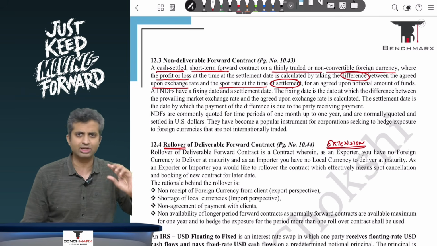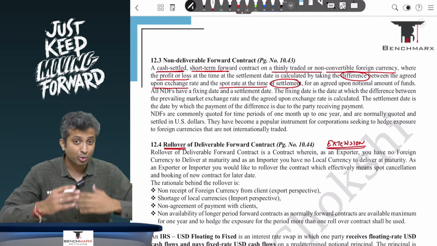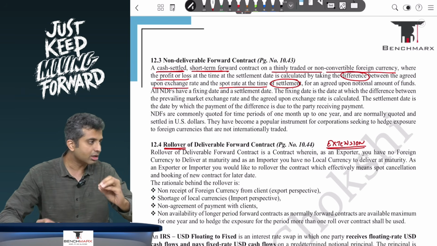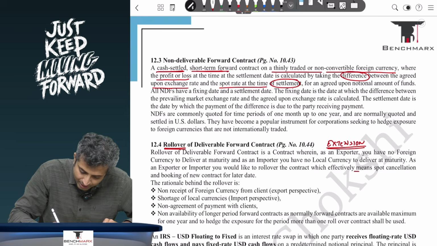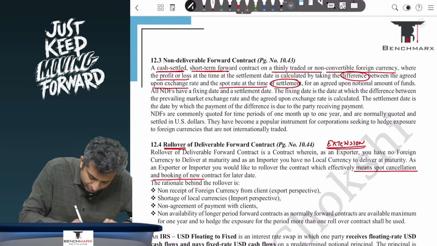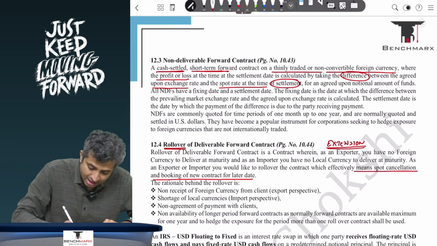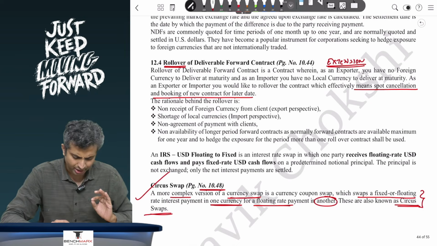So there will be a hidden cancellation and a new forward contract. So if a question comes where they tell you that a forward contract is rolled over, you will solve it in the same way. It means spot cancellation and booking of the new contract for a later date. It is similar to extension of the contract.